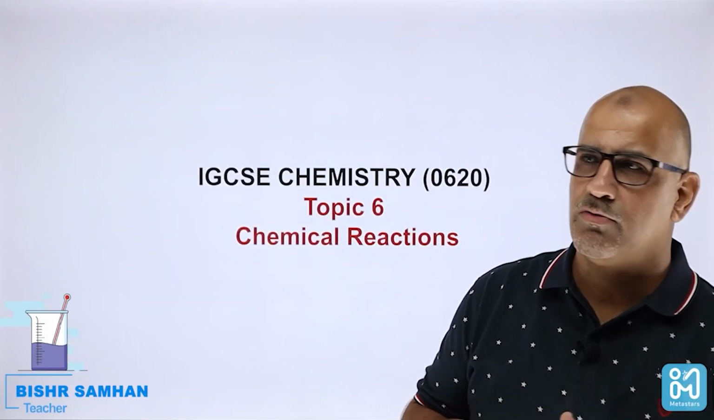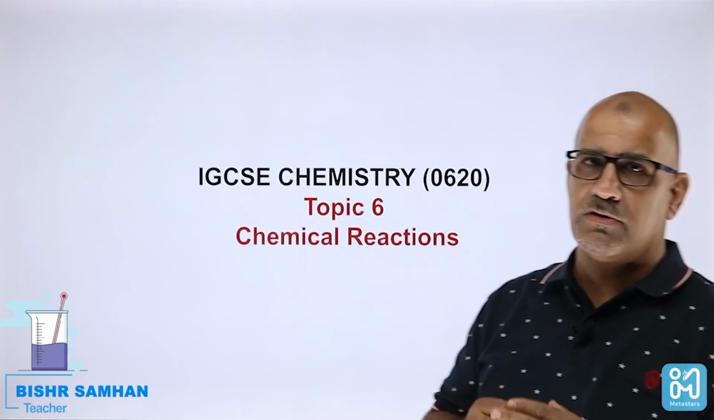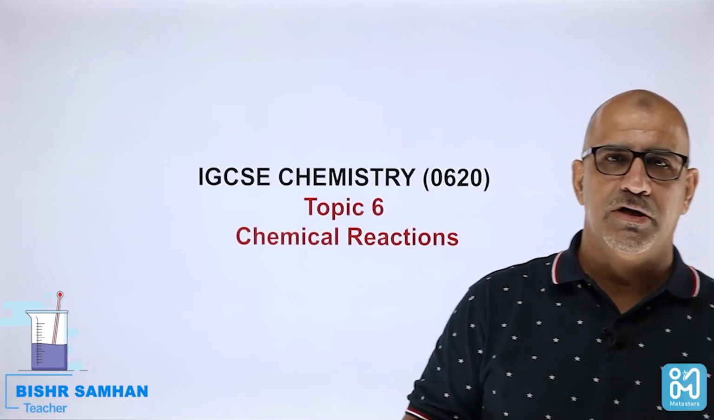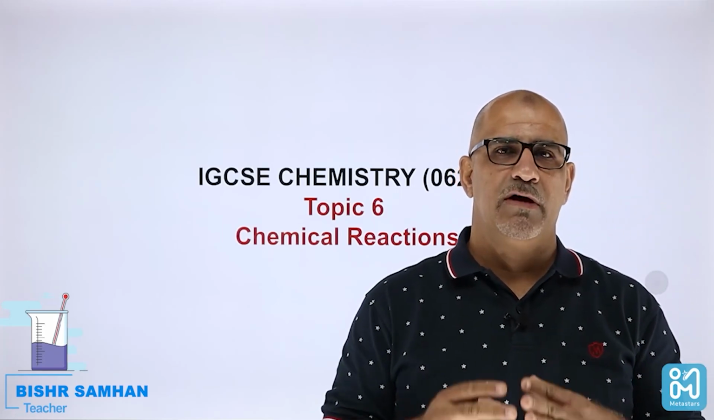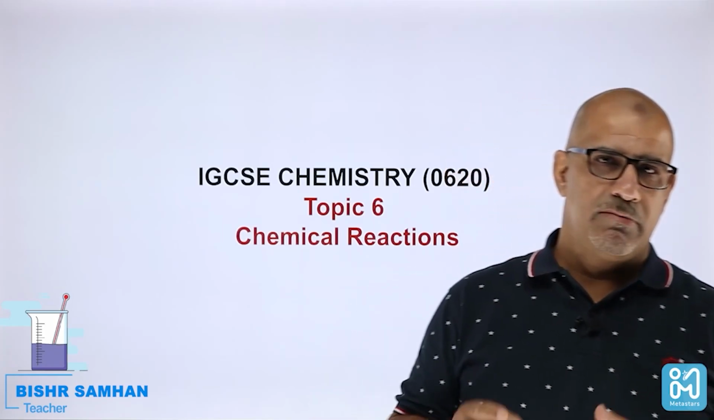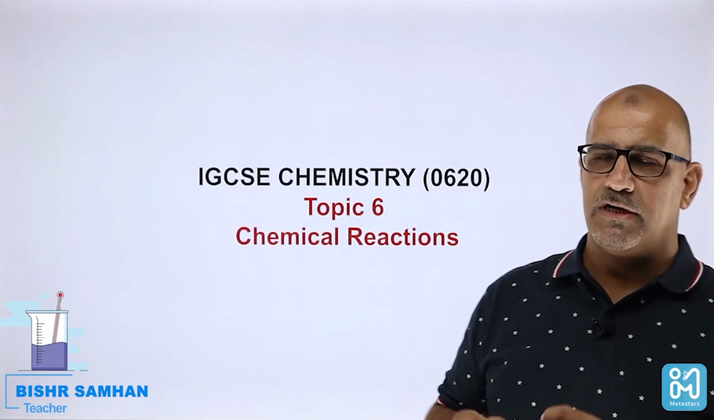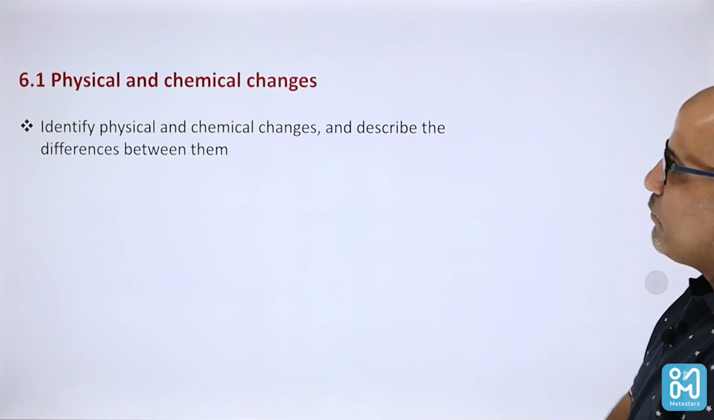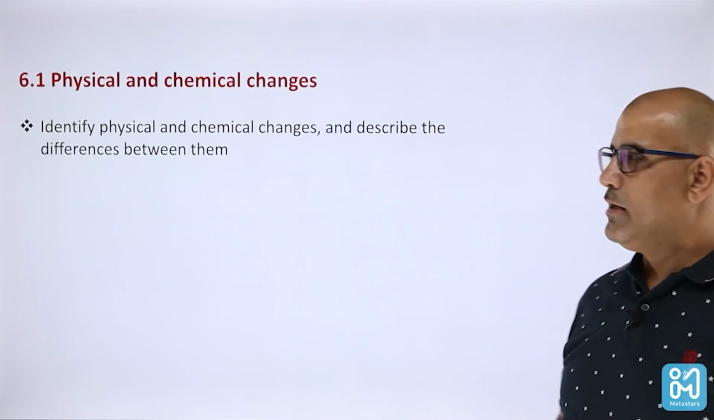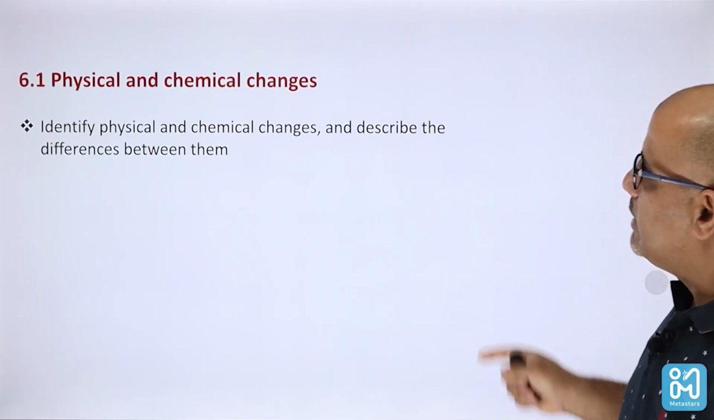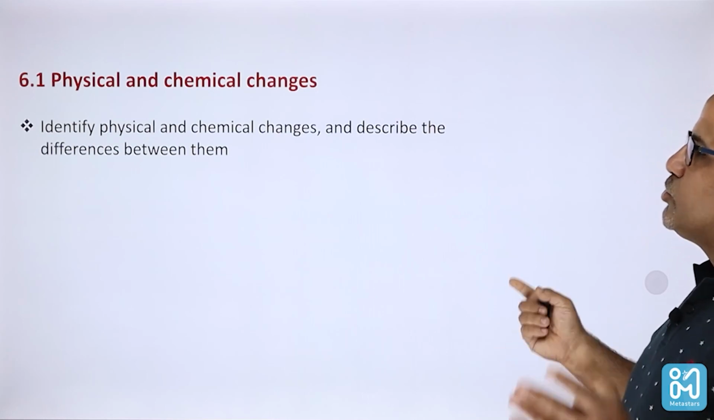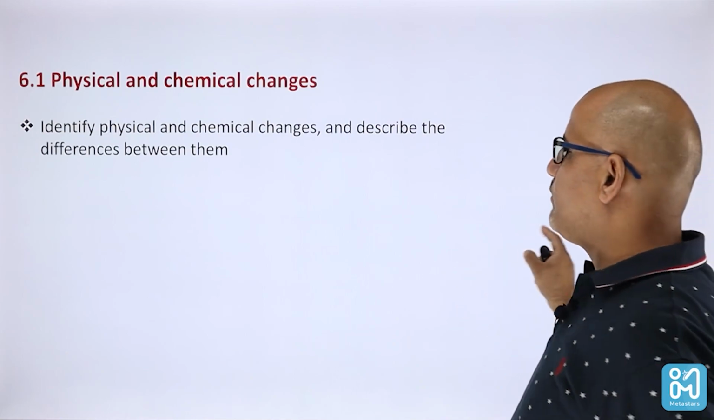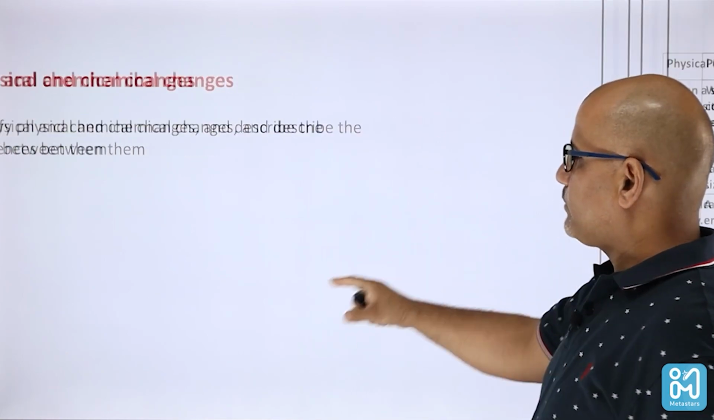Today we will start with topic 6, which talks about chemical reactions, the rate of chemical reaction, and the factors that affect the chemical reaction. In our syllabus, IGCSE 0620. First of all, you shall differentiate between the physical and chemical changes. You shall identify the physical and chemical changes and describe the difference between them.